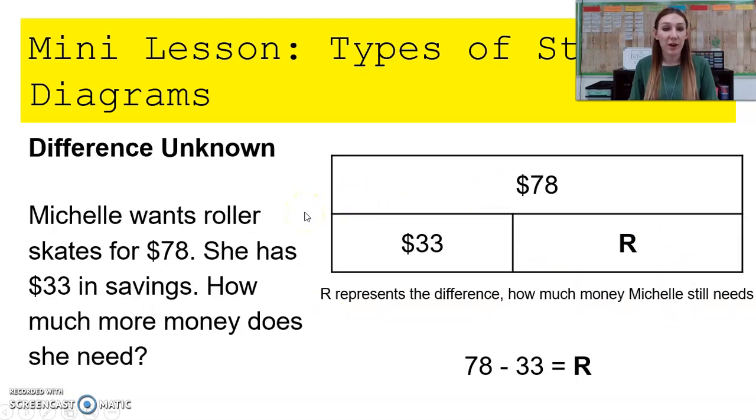Our next type of strip diagram is difference unknown. So our example reads, Michelle wants roller skates for $78. She has $33 in savings. How much more money does she need?